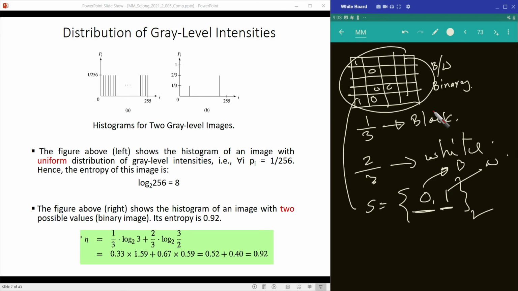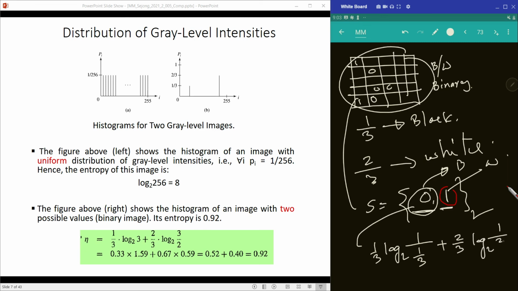So that's the idea. Now, what is the probability of this symbol? Definitely this probability is 1/3, because 1/3 of the symbols are black symbols. So we take this probability and then take log 2 of 1 over this probability, plus we have another symbol. What is this probability? This probability is 2/3. So 2/3, and then we take log 2 of 1 over 2/3.